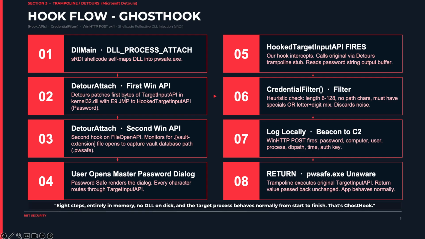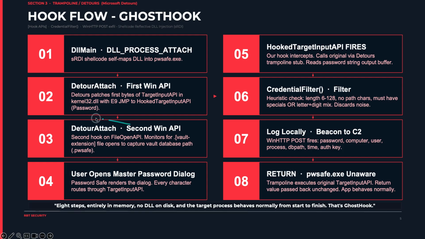The second step is basically where we place the first hook, right? Detour attach to our target API function inside, for example, kernel32.dll. The detour saves the prologue bytes to a trampoline, and this is where we write the E9 jump instruction at byte 0. Every call to that API now comes through us, right? That is the function handling the master password input.